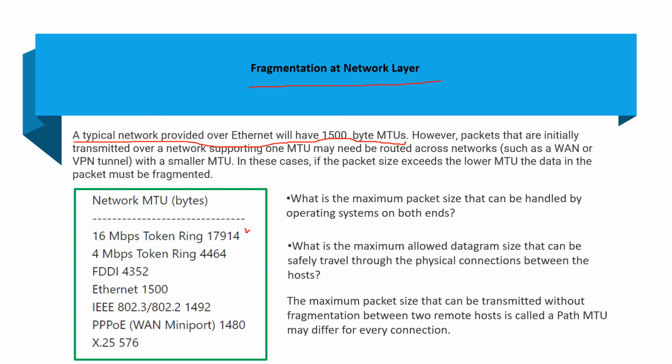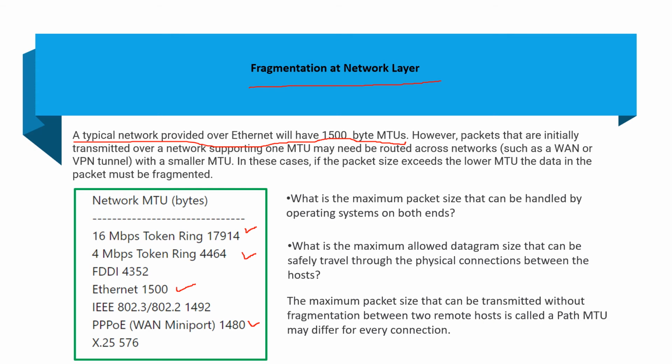On token ring, your MTU value is going to be this. And for a 4 Mbps token ring, it is going to be 4464. Ethernet, as I said, is going to be 1500. If you have point-to-point over Ethernet, it is going to be 1480. So there are different media and different MTUs configured on those interfaces.